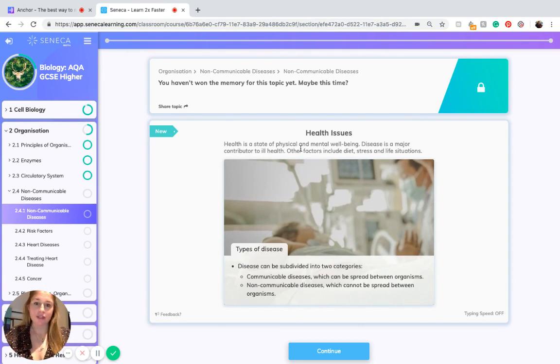Health is a state of physical and mental well-being. Disease is a major contributor to ill health. Other factors include diet, stress, and life situations. So disease can be subdivided into two categories. These are communicable diseases, which can be spread between organisms, and non-communicable, which cannot be spread between organisms.